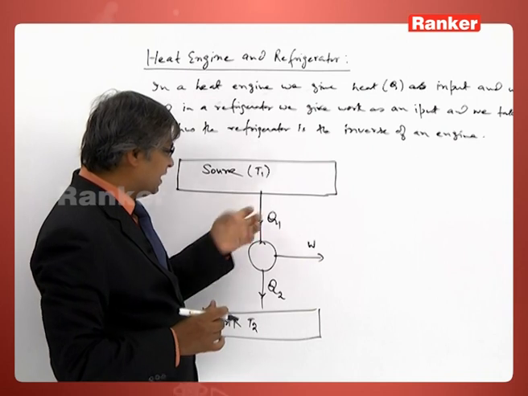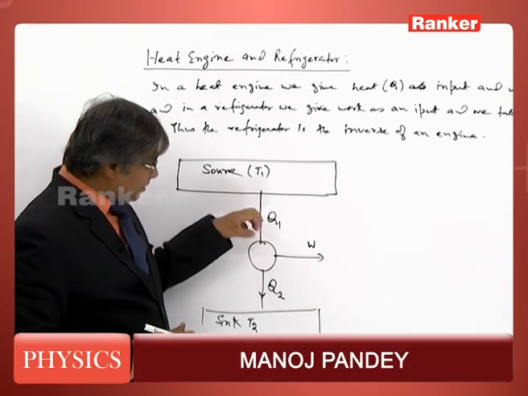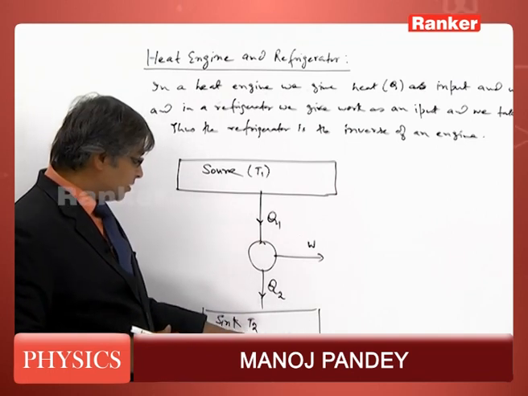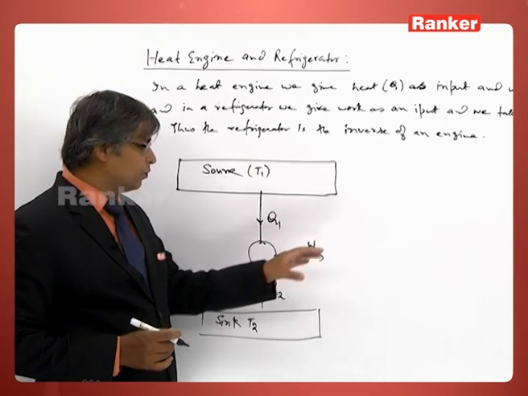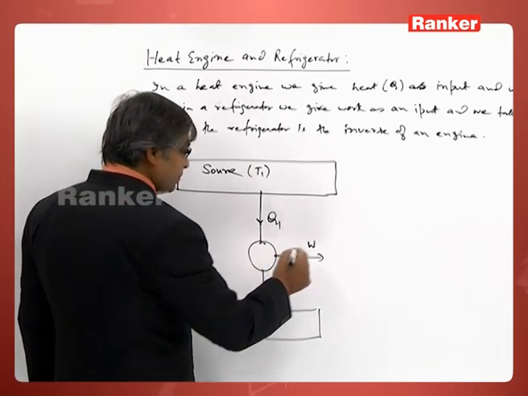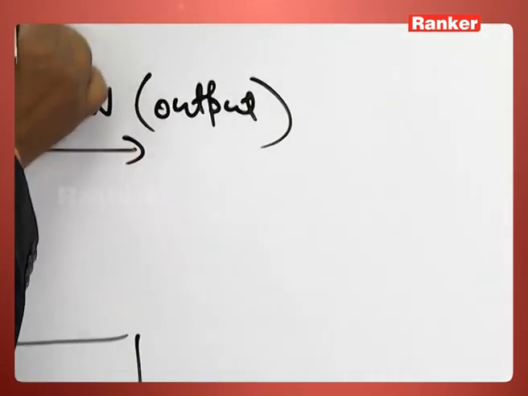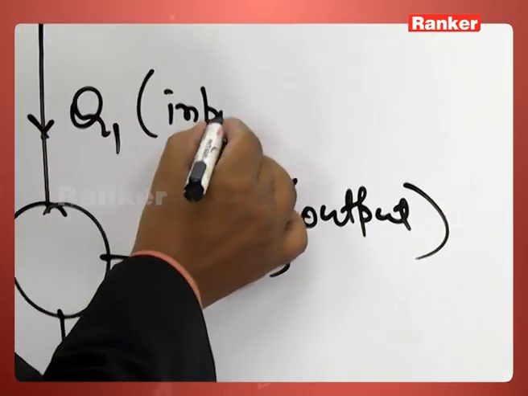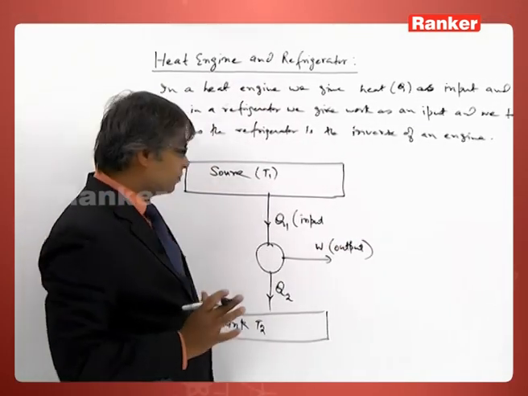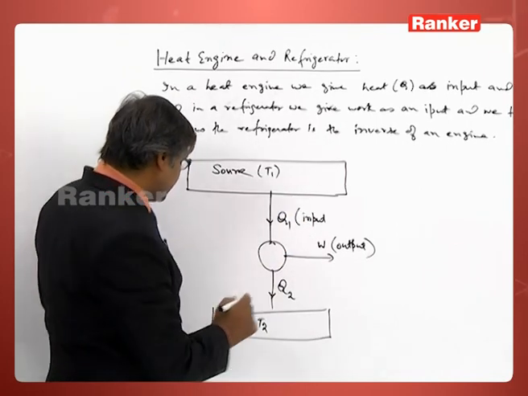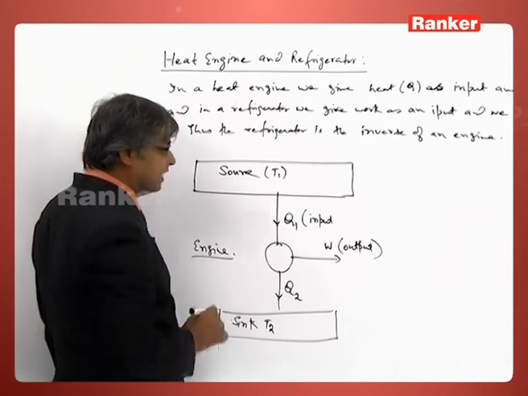So what is an engine? It takes Q1 amount of energy from the source, rejects some of the heat to the sink, and the remaining energy is converted into useful work. So here work is output and this is input. So this is the schematic diagram of a heat engine. We call it a heat engine.